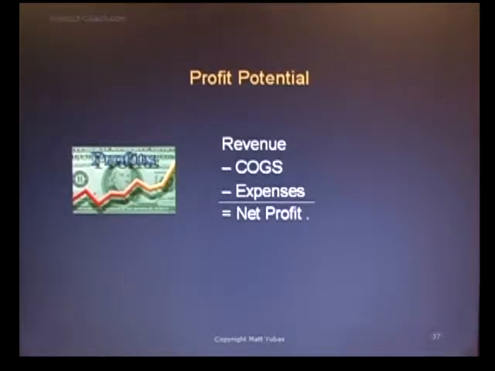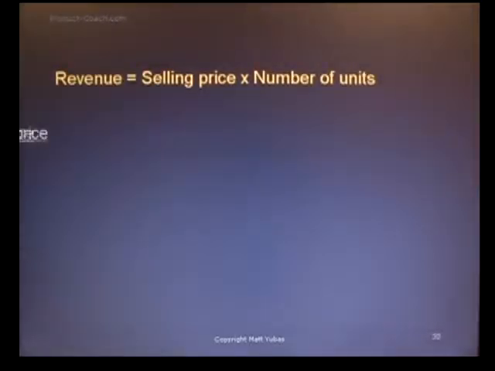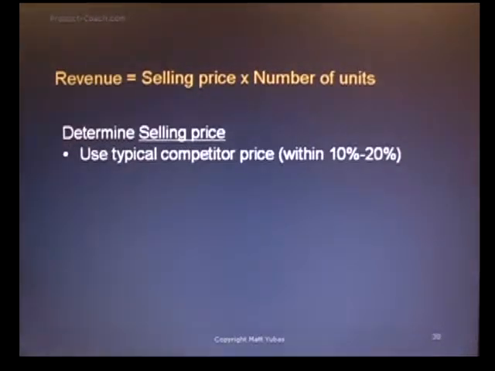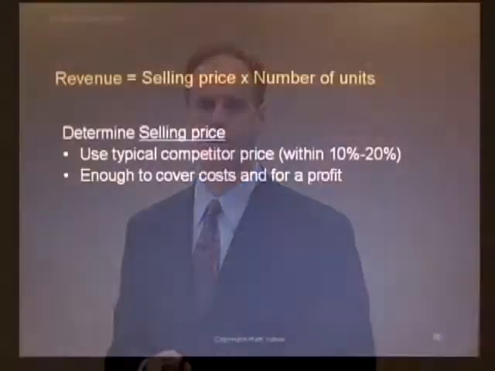Revenue minus COGS. What's COGS mean? Cost of goods sold, right? Minus expenses equals your net profit. So revenue is selling price times number of units, right? So how do you say, what's my selling price going to be? Sometimes that's very difficult. Now what you can do initially, if you're doing some analysis, you say, oh, I'll use what my competitors are using right now, and maybe within a range of 10 to 20%. Okay? People will buy a product that offers enough value. They'll spend between 10 and 20% more compared to an existing product out there.